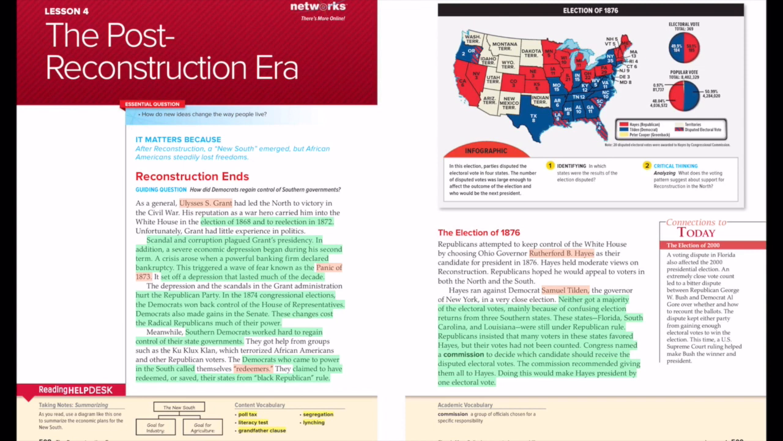Ulysses S. Grant was president, remember? And unfortunately for Grant, his presidency did not go very well. There were several problems that happened.